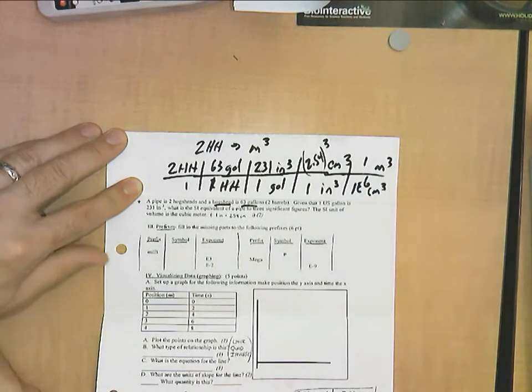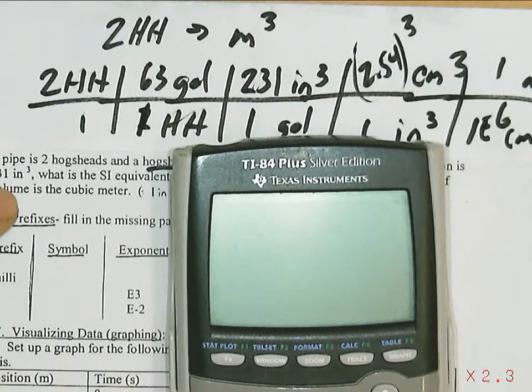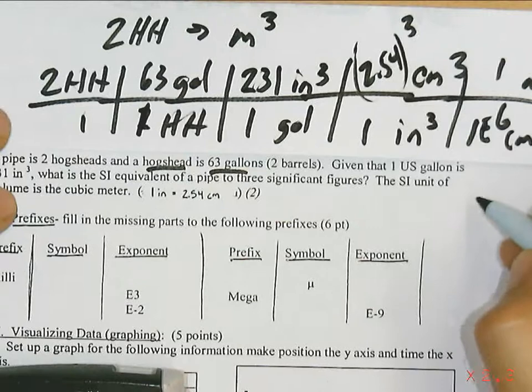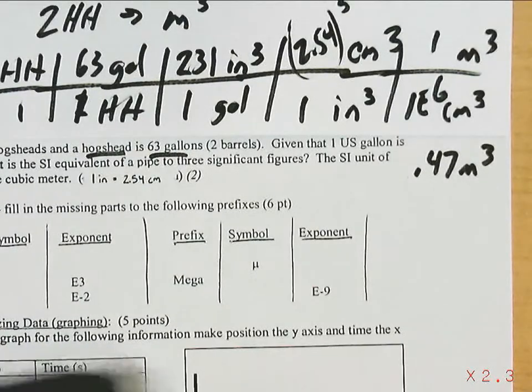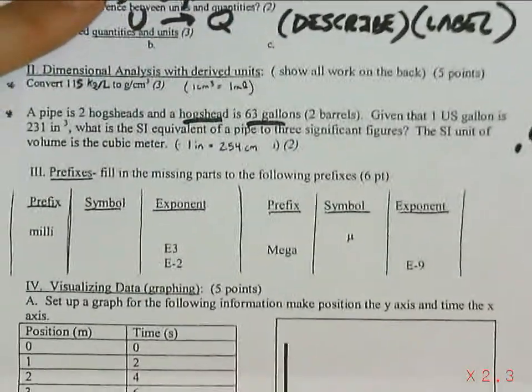So that's a pretty tough one. So we start working it out on our calculator here. So we have 2 times 63 times 231 times 2.54 cubed divided by 1 e to the 6. So we get 0.47 meters cubed, which is the answer. Okay? That was probably the hardest one of the whole review.